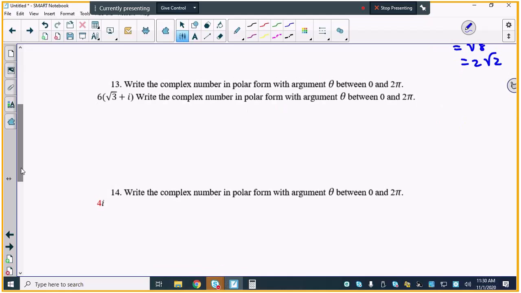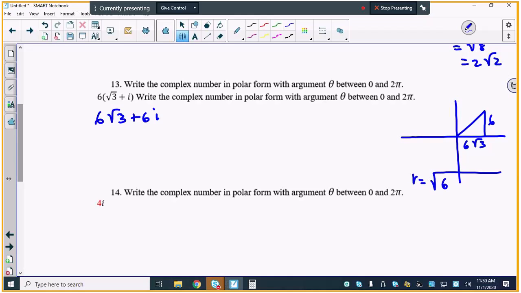You have 6 times square root of 3 plus i, so you call it 6 square root of 3 plus 6i. Both x and y are positive, so I'm in the first quadrant. y is 6, x is 6 square root of 3. So r is going to be the square root of 6 squared plus 6 square root of 3 squared. So that's 36 plus 108, which when added gives us 144, so that's 12. So r is 12 units.